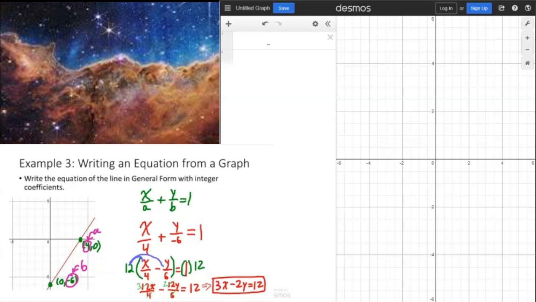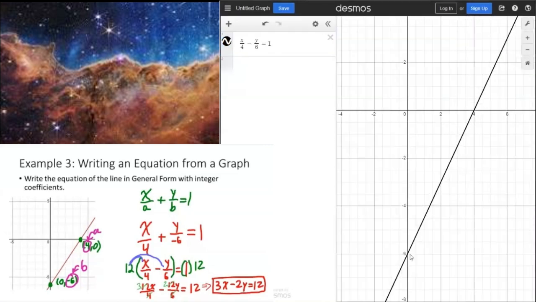To check to make sure we're correct, we can use Desmos. First, I'll check our intercept form, which is graphed here in black. You can see the intercepts are (0, -6) and (4, 0), which is exactly the same as what we have on the graph provided. Now, if we check our general form, we can see that the general form also has the same intercepts. Also, most importantly, you can see that the lines overlap.